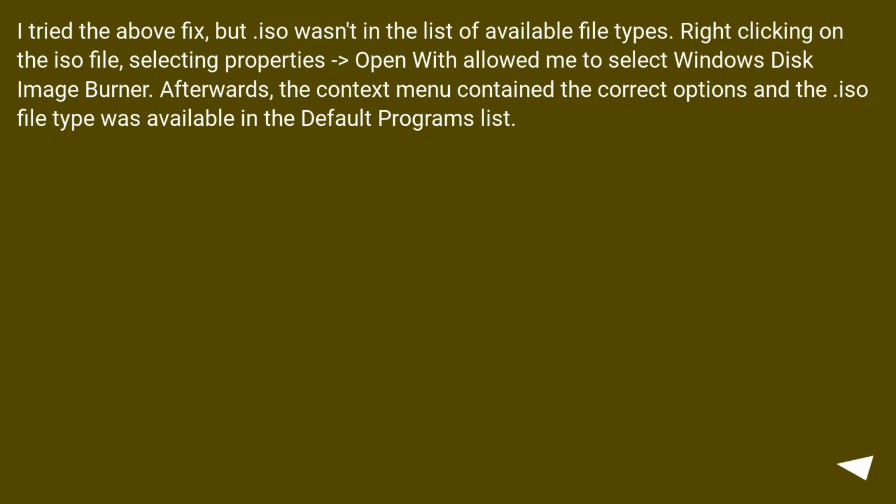I tried the above fix, but ISO wasn't in the list of available file types. Right-clicking on the ISO file, selecting Properties > Open With allowed me to select Windows Disk Image Burner. Afterwards, the context menu contained the correct options and the ISO file type was available in the default programs list.